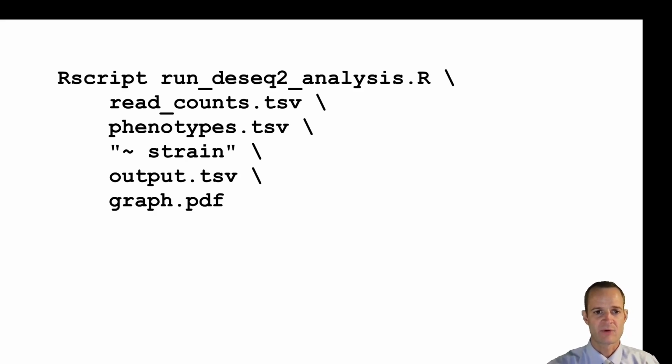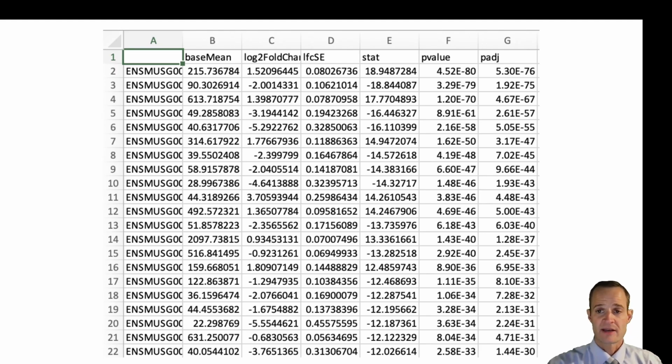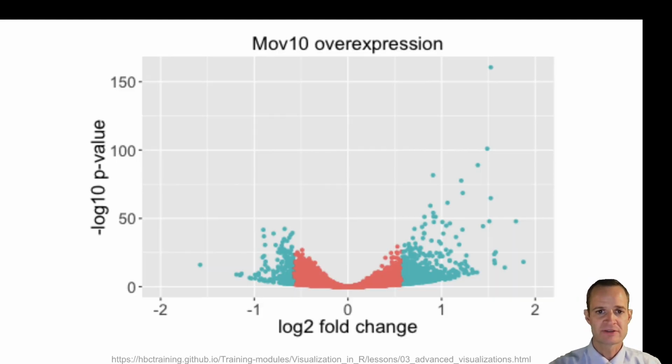Once I've generated that Docker image, within that Docker container I can execute a script kind of like this. We're going to pass in some arguments, tell it which files I want to use, what formula I want to use, what my output files are going to be, and so on. And in the end, I'll get a table that looks something like this. I'll have a bunch of genes listed. I'll have some statistics for each gene, including a p-value for each gene. And then I can write up my paper based on these results, maybe make some graphics that look like this. This is called a volcano plot.